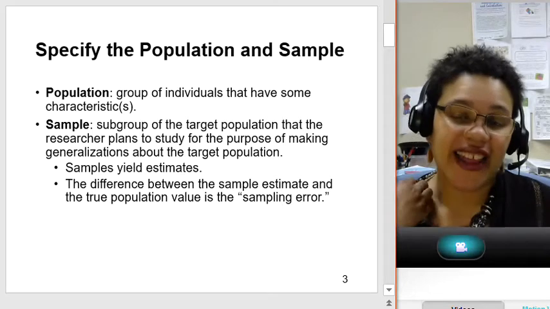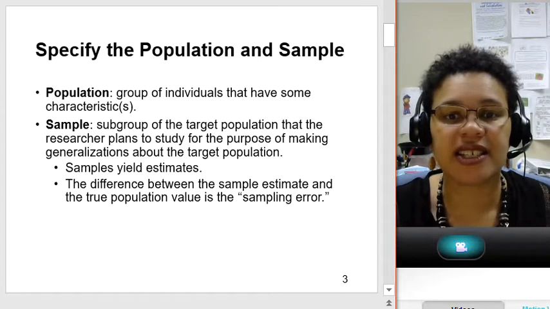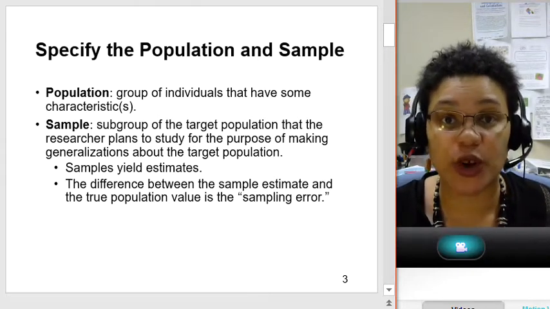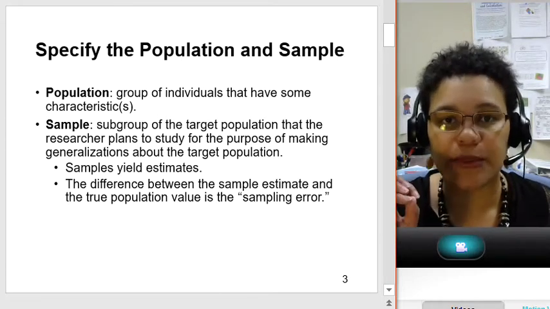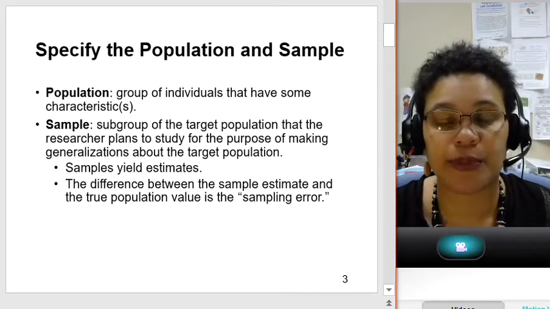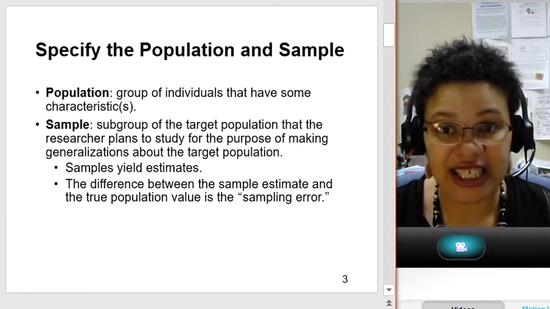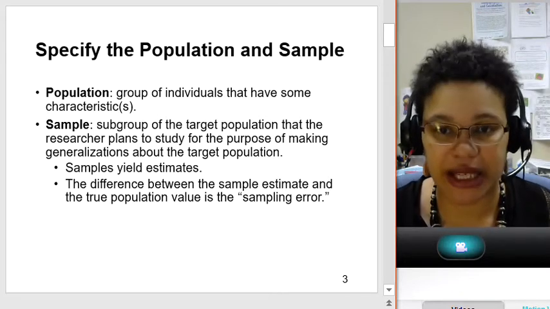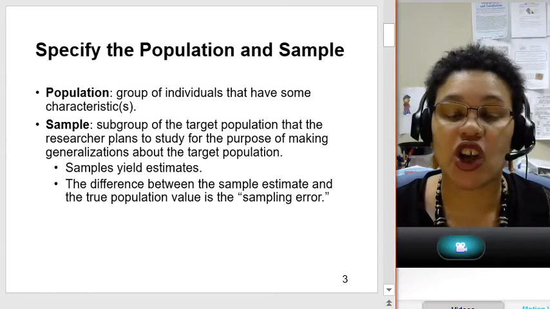So next you're going to specify your population and your sample. The population is the group of individuals who have some characteristic. This is a group of individuals that we're interested in that have some characteristic. And the sample is the subgroup of your target population that the researchers actually plan to study for the purpose of making generalizations about the target population. Samples yield estimates. The difference between a sample estimate and a true population value is called sampling error.